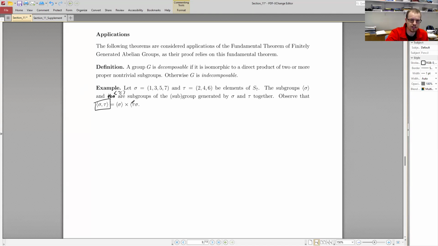What I'd like to recognize is that the group generated by sigma and tau is isomorphic to the direct product of the subgroup generated by sigma and the subgroup generated by tau. Of course, these subgroups are subgroups of this. This feels a little bit weird, because I'm generating something, and so it seems like I'm trivializing this or making a very contrived example.